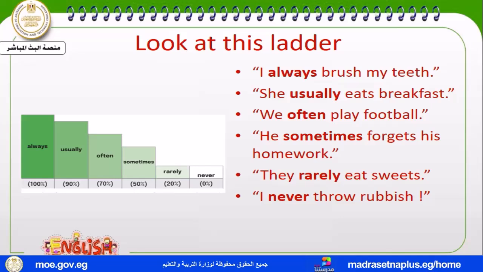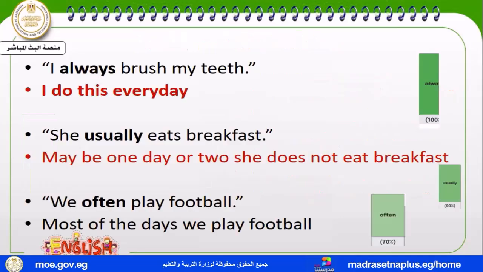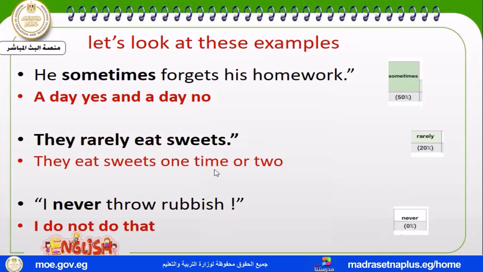These are adverbs of frequency. Let's look and learn how we use these words in a sentence. I always brush my teeth. I do this every day. She usually eats breakfast. We often play football. These were the examples we have just discussed.